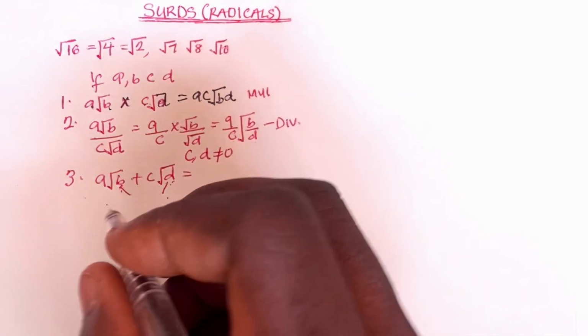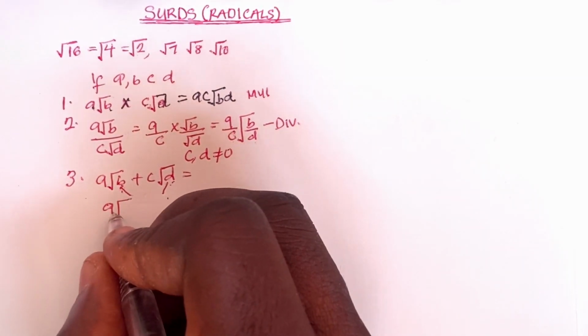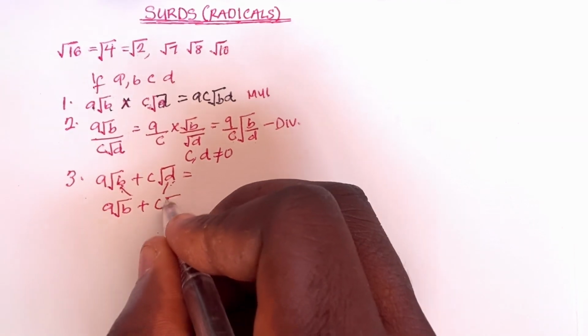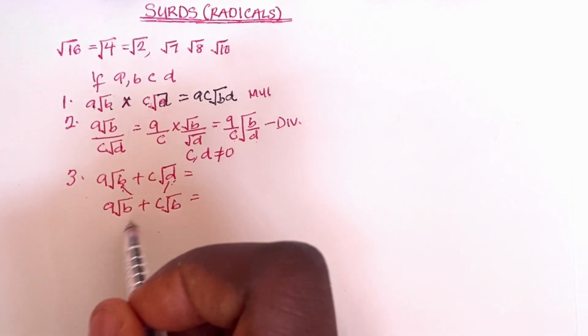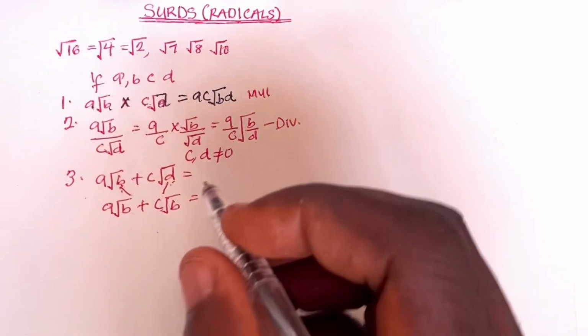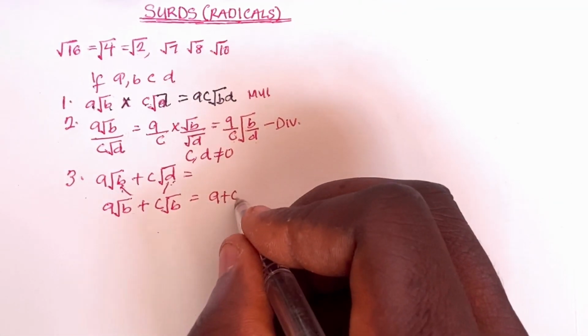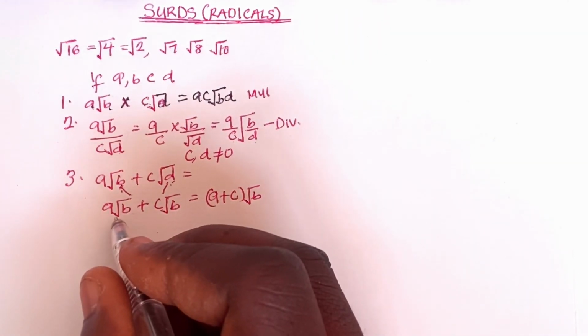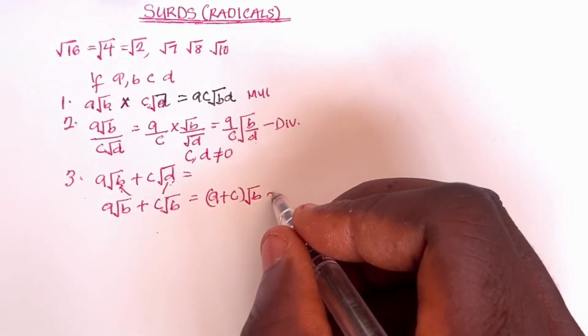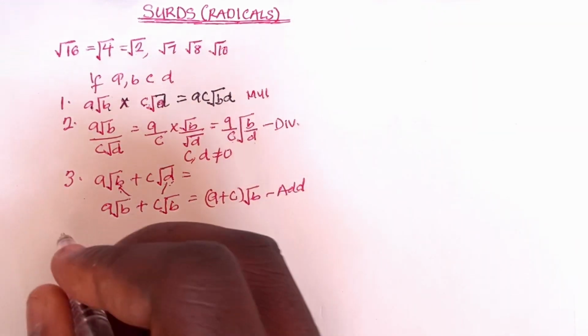But let's now say that you are given a root b plus c root b. Exactly, that's when you can add the coefficients of this root together. So this expression can simply be a plus c into brackets, root b. It's just like you are factorizing root b outside. So that's just for addition.